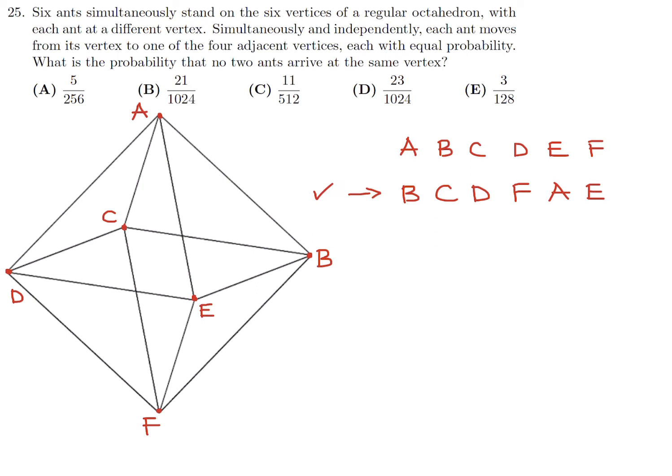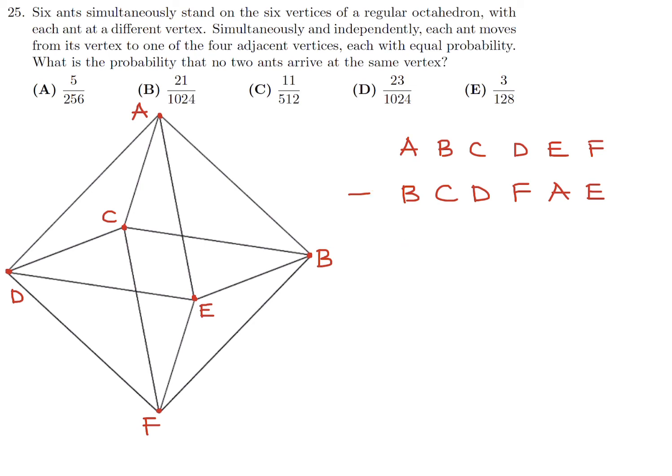So what doesn't work is if 2 ants end up at A. So A moves to D, but then F also moves to D. That's not going to work. That's no good. So they want you to figure out that probability.